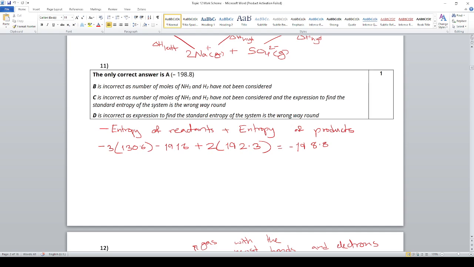Question 11 is also somewhat similar in that way. You should do your rough work. This is an entropy of system calculation. So entropy of system is always minus the entropy of reactants plus the entropy of products. So whatever the reactants are, add them all together and slap a minus on them, or you can negative them each individually like I have done here, and then add them to the total entropy of the products. Whatever number you get at the end, that is the answer.